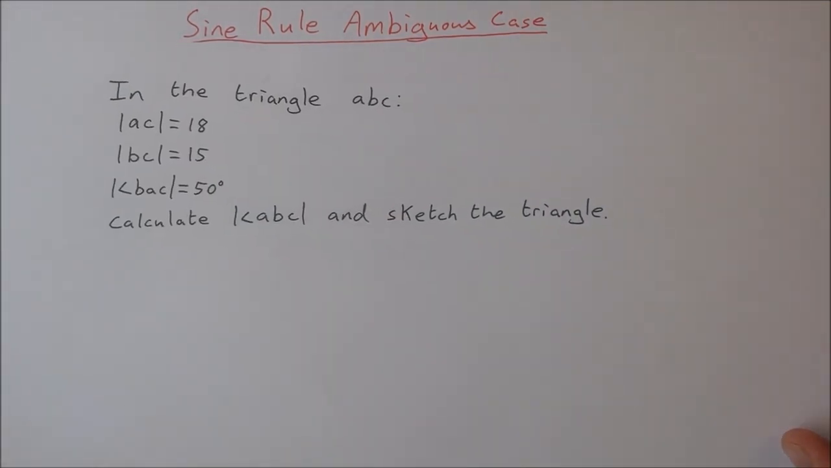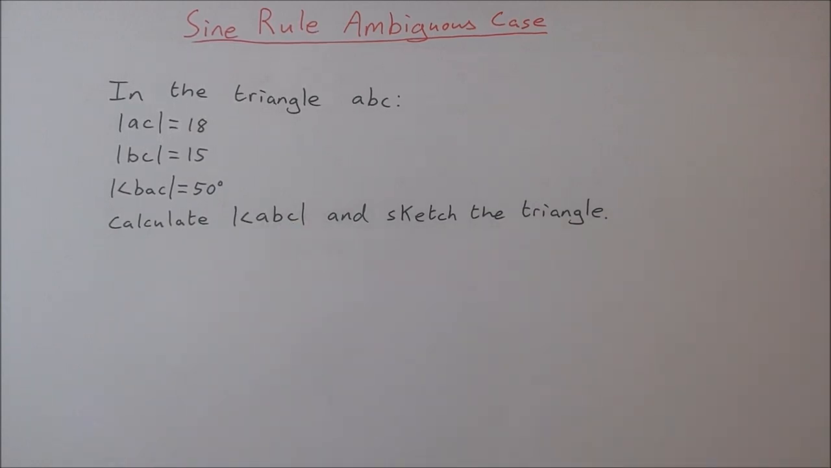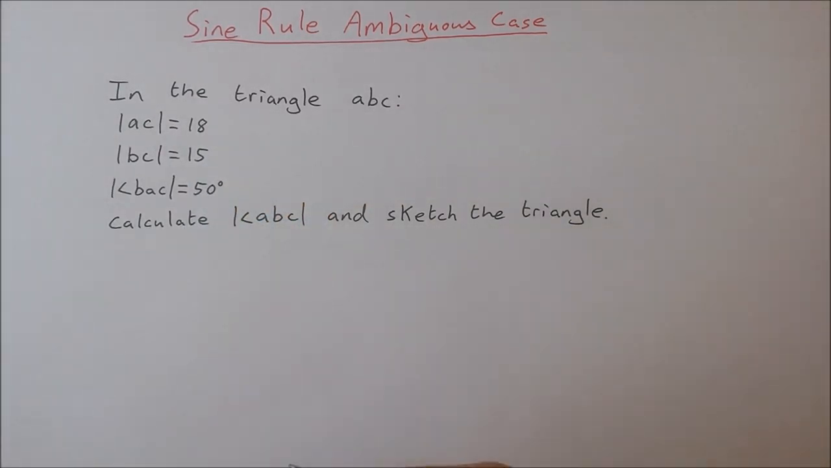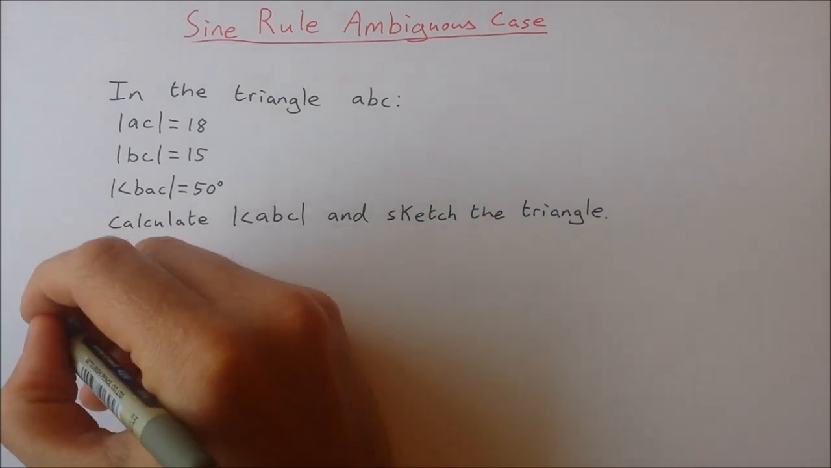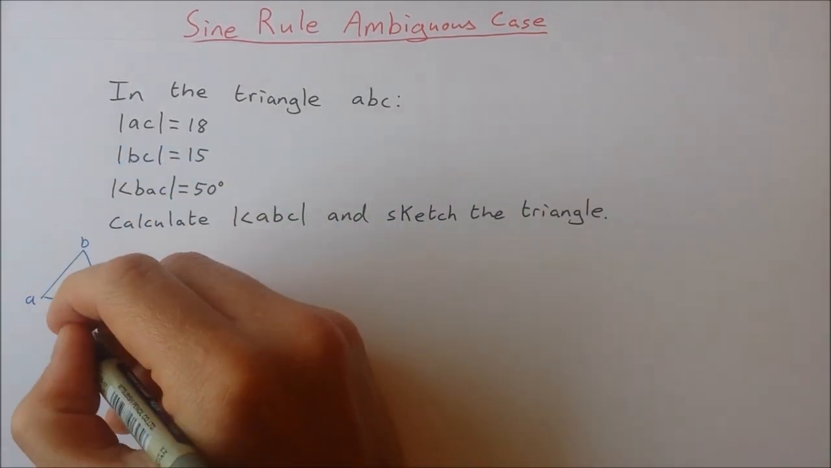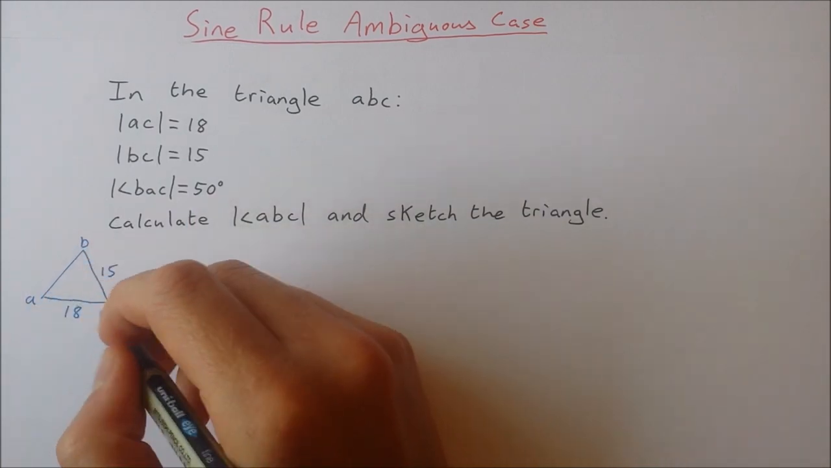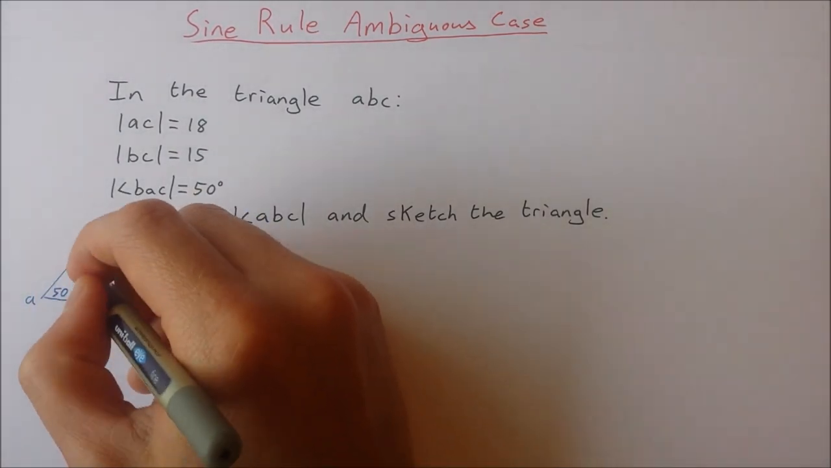In the triangle ABC, AC is 18, BC is 15, and the angle BAC is 50 degrees. Calculate the angle ABC and sketch the triangle. Okay, the reason why this is an ambiguous case is that they haven't told us whether the angle is acute or obtuse. So it can be both. I'm going to draw a quick sketch of the triangle here. This one isn't accurate. I'll show you accurate sketches after. So I have A, B, C. AC is 18. BC is 15. And the angle BAC is 50. We want to find the angle ABC, X.